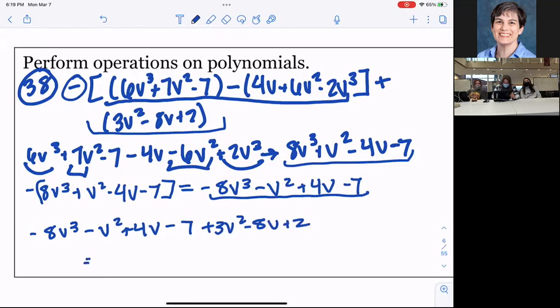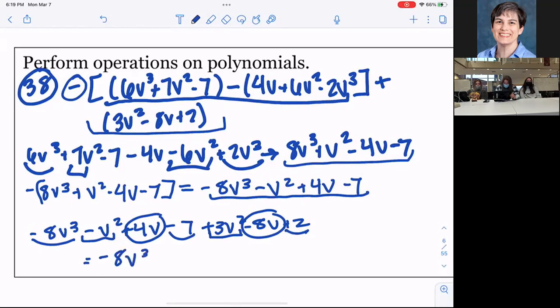And if I get my like terms together, I've got a negative 8v cubed, and it looks like it's the only one there. I've got a negative v squared. I've got a positive 3v squared. I have a 4v and a negative 8v, and I have a negative 7 and a positive 2. So I'm just going to leave that negative 8v cubed the same. Okay, 3v squared plus negative v squared is going to be positive 2v squared. Okay. Positive 4v plus negative 8v is going to give me negative 4v. And negative 7 plus 2 is going to give me negative 5. And there is your answer.